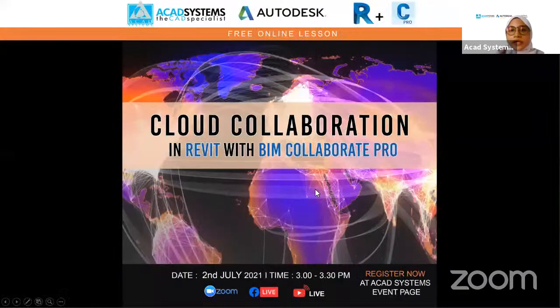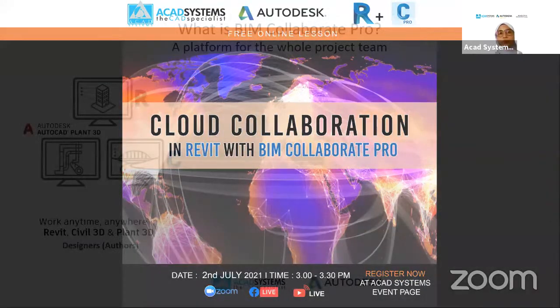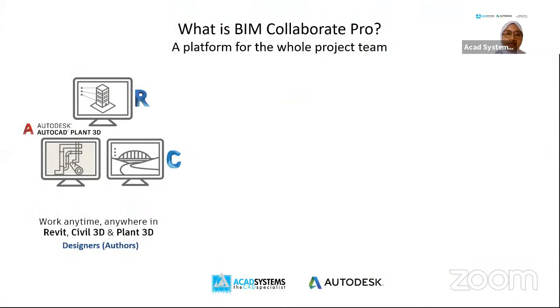So for the BIM Collaborate Pro, to collaborate with the cloud collaboration in Revit, if you have previously worked with Revit Cloud Worksharing, this is moving forward from Revit Cloud Worksharing to BIM 360 Design, and now we have BIM Collaborate Pro, the upgraded BIM 360 Design. You can use it for your BIM designer team, because we can use cloud worksharing for Revit, Revit 3D, and also Plan 3D. So you can share your 3D BIM model anytime, anywhere using BIM Collaborate Pro.